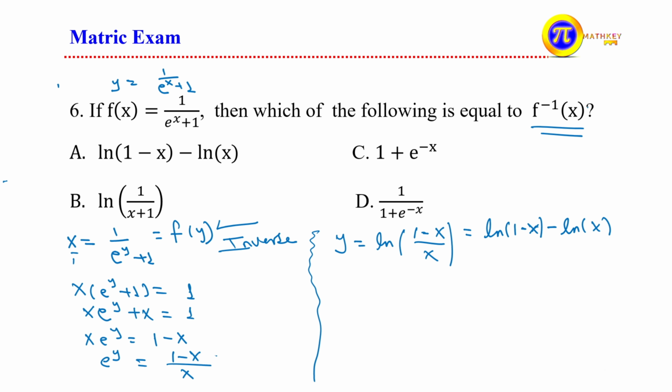But we were asked only for the inverse of the given function. The inverse of the given function is expressed in the form ln of 1 minus x over x. If that's so, you have to choose. There is no such choice, but ln of 1 minus x minus ln x is what we have at choice A, so the choice is A.